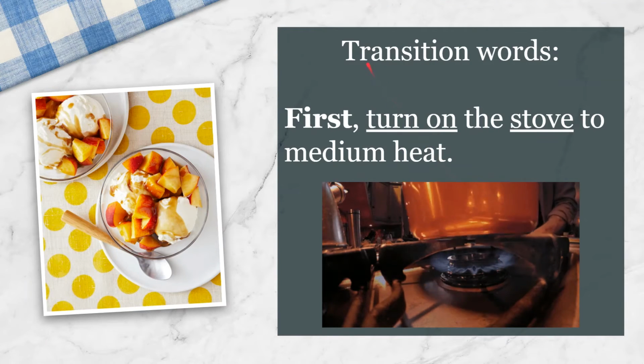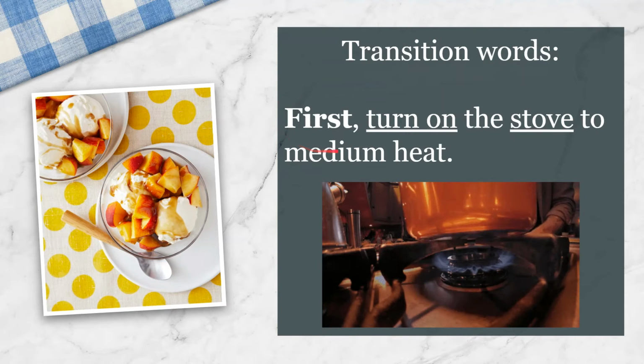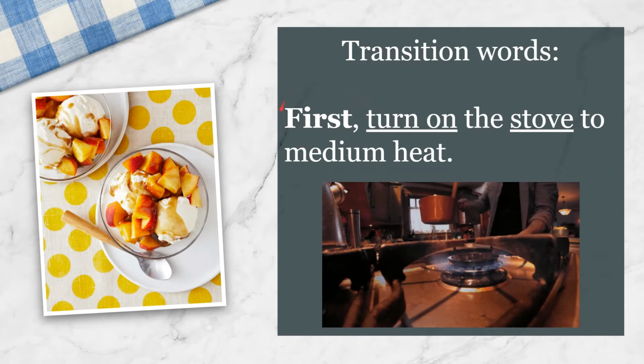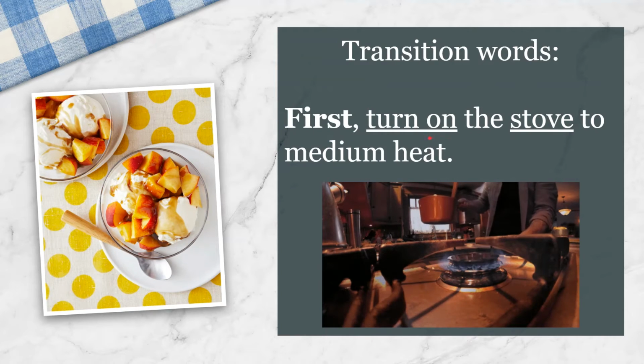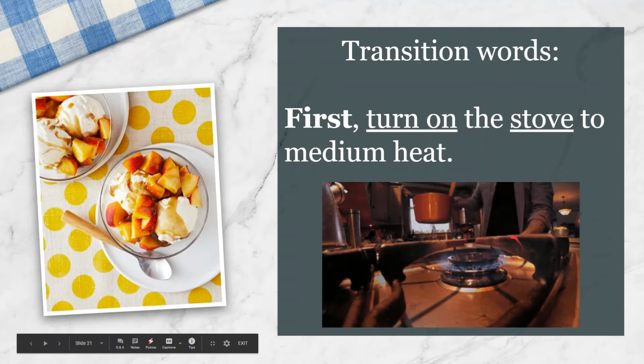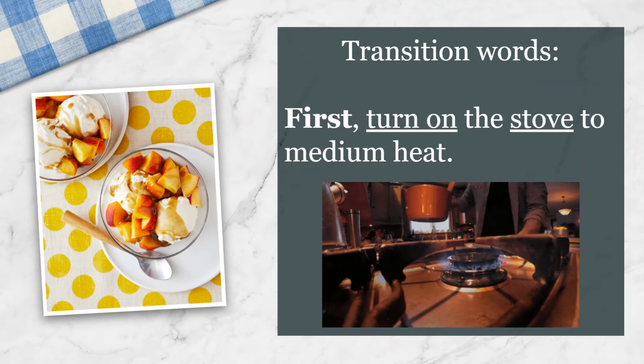I want to show you some examples of transition words. The transition words are bolded. So for example, first, turn on the stove to medium heat. First is the transition word. Turn on is this action. It is turning on the fire, lighting the fire.